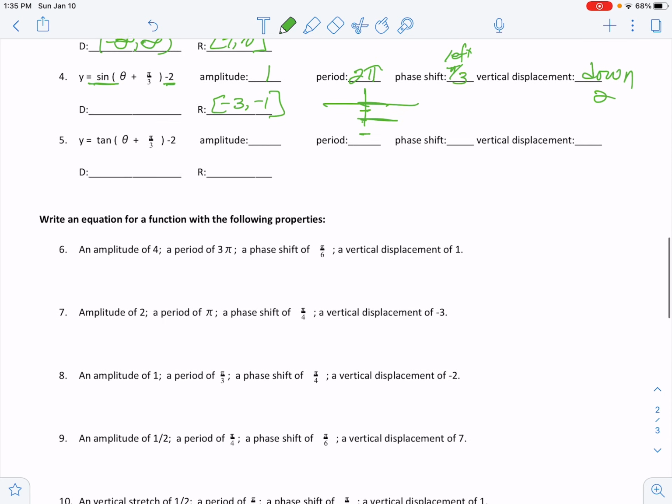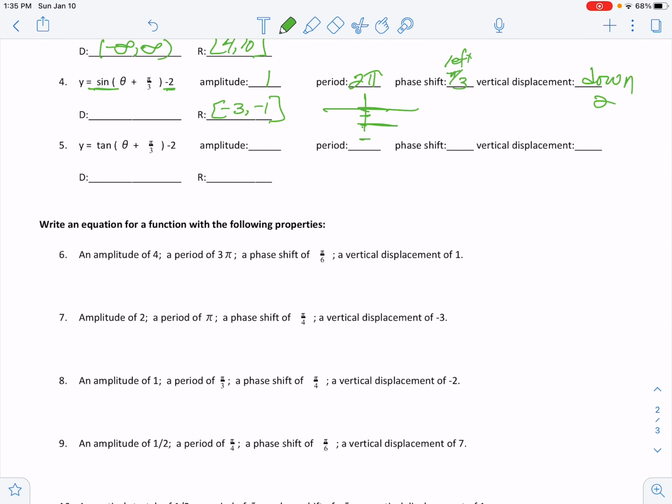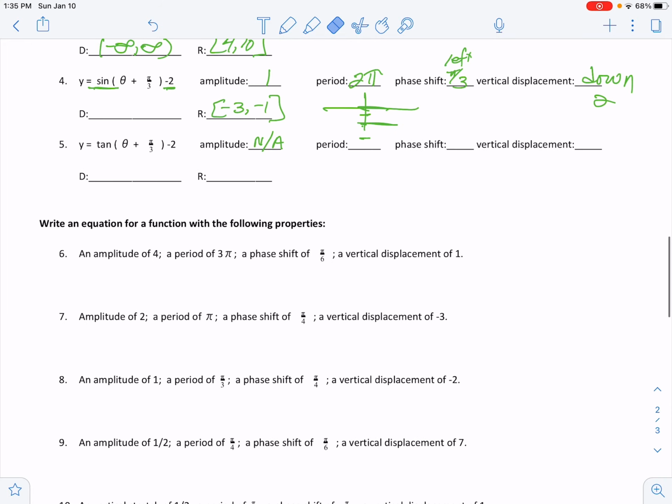Okay. Let's do the tangent. Amplitude is not applicable. NA. The period, remember, is pi. So pi divided by 1 is still pi. Phase shift is left pi over 3. Vertical displacement is down 2. The range is still all reals. Same with this one.